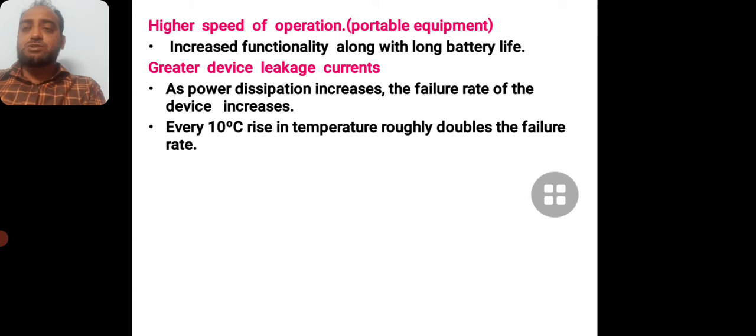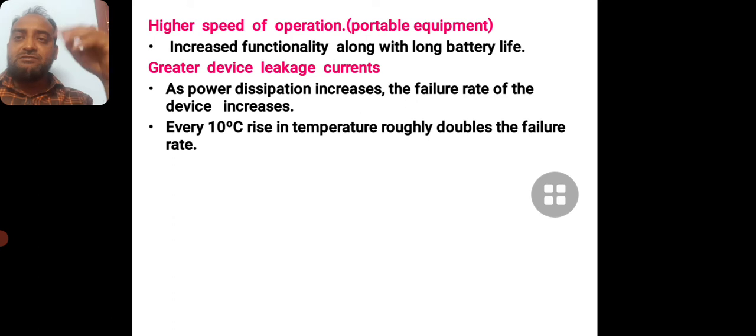The second point is greater device leakage currents. If there are very few devices, the leakage current will obviously be very low. When the number of devices per chip increases, that is, when device density increases, leakage power also increases. As power dissipation increases, the rate of failure also increases, because in most cases the devices are failing because of the power consumption.